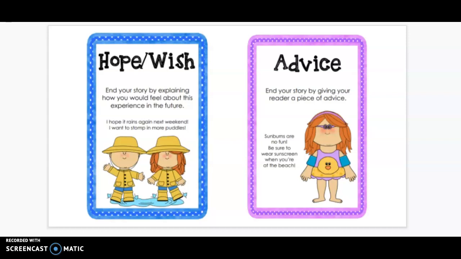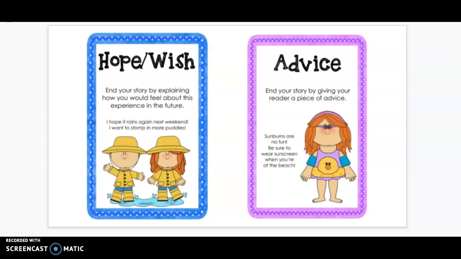Today we're going to start talking about different ways to end our stories. And there's a few different examples that we are going to go over of just different ideas of how you can end your story. The first way is from a hope or a wish. End your story by explaining how you would feel about this experience in the future.